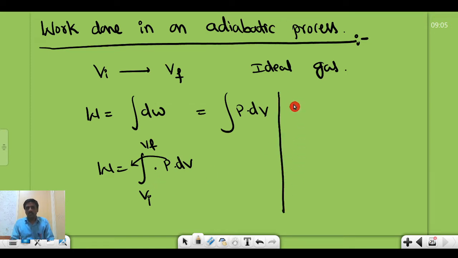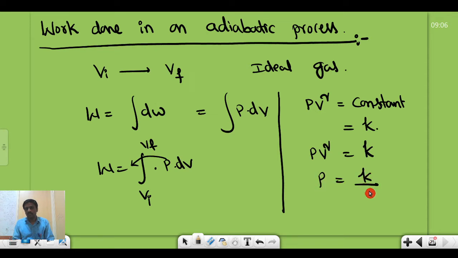So in the adiabatic process, what is the P and V relation? The relation is PV^γ equals some constant. Depending upon the textbook, the constant takes different values. Here I am taking the constant as small k. Then PV^γ = k, so P is equal to k divided by V^γ. Then this P value can be substituted in equation 1.